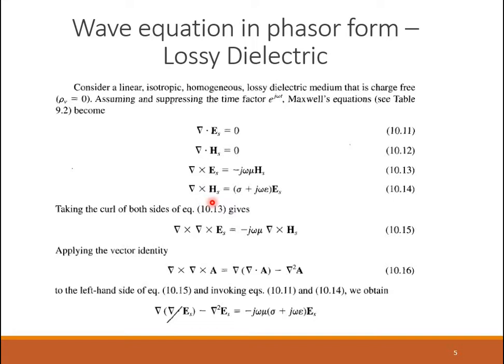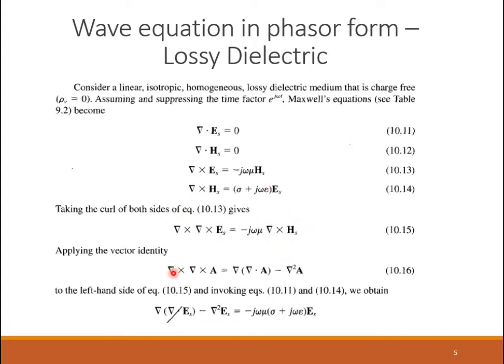Then again, del cross HS is equal to J, which is sigma ES, plus dou D by dou t. Again, D can be written as epsilon into ES. And the dou by dou t term is replaced with j omega as explained earlier. So the basic Maxwell's equations are written in phasor form and the derivation starts from here. Now for equation 10.13, I'm going to take the curl on both sides.